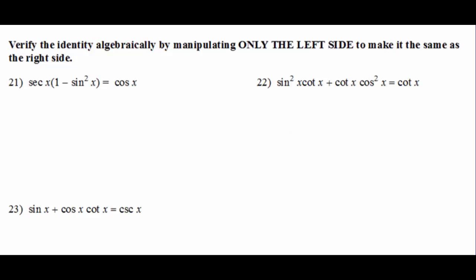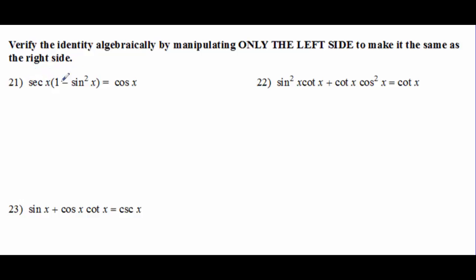These last three problems are identities. We're proving or verifying that algebraically by manipulating only the left side to make it look like the right side. So it's kind of like they're telling us the answer. So all they want is for us to show the work. And so even if we're the type of person who doesn't like showing work, your answer is your work, so you need to show as many steps as possible.